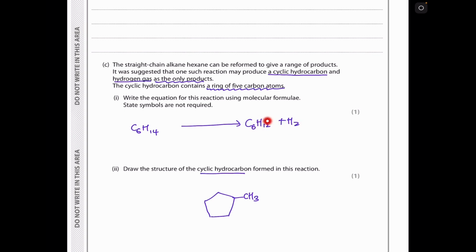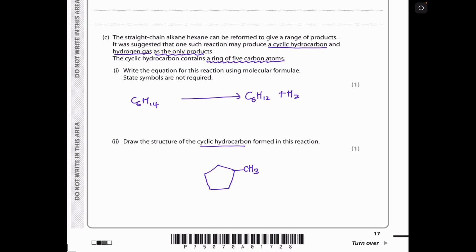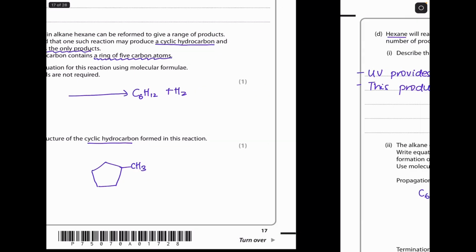This actually looks like an alkene, but remember, it's not. If it was an alkene, it could be hexene, because this is hexane. However, this is a carbon ring, meaning it has 5 carbons. Therefore, one carbon is going to be branched out. So they said draw the structure of the cyclic hydrocarbon formed in this reaction. It's an alkane ring with a CH3 branched on the side.